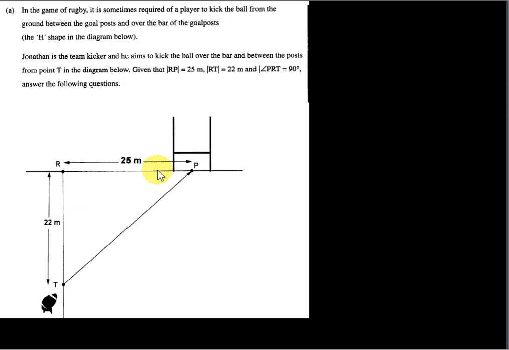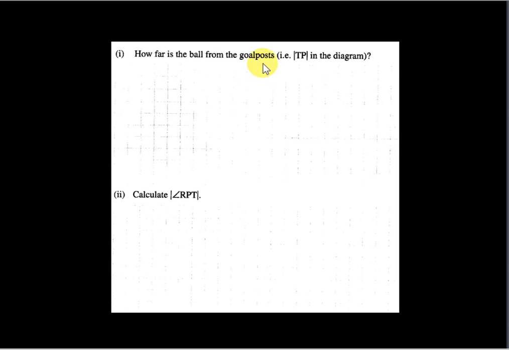Given that RP equals 25 meters, RT equals 22 meters, and angle PRT is 90 degrees, answer the following questions. How far is the ball from the goalposts, that is, the distance between T and P?